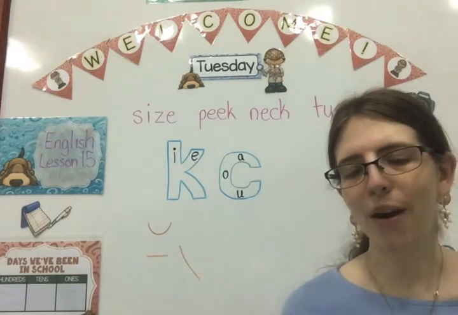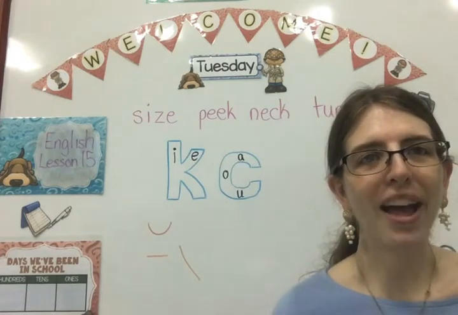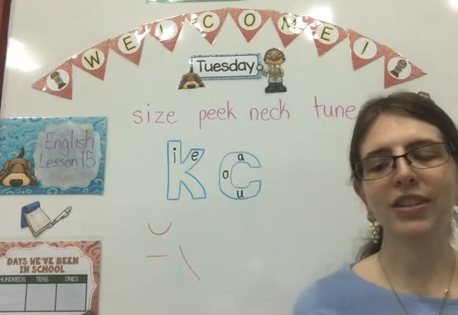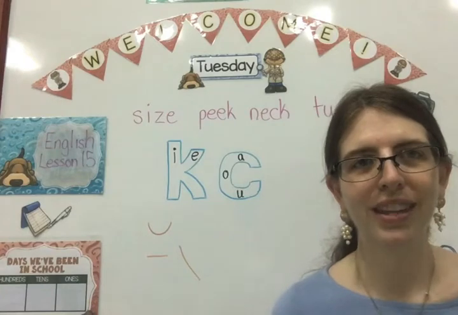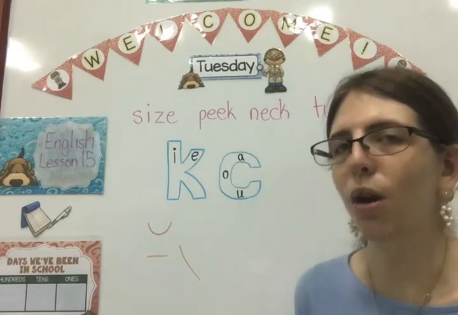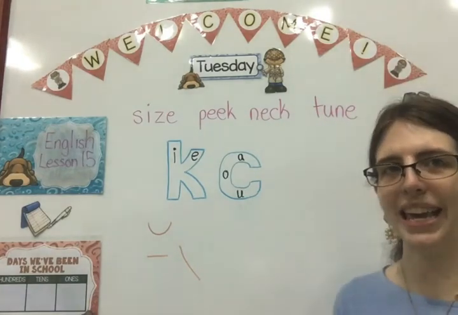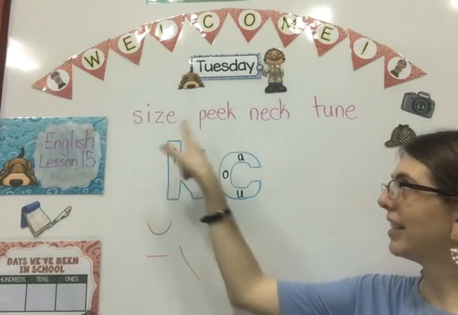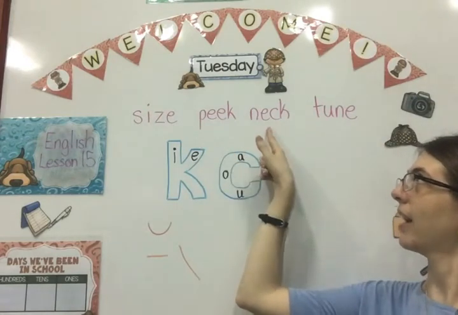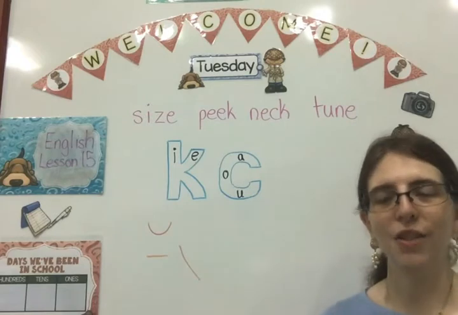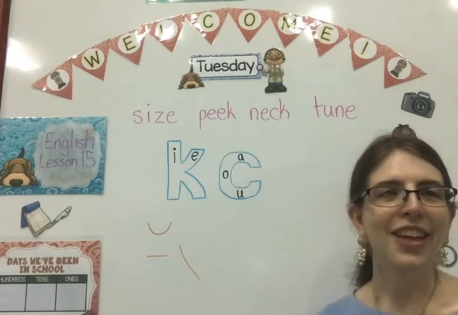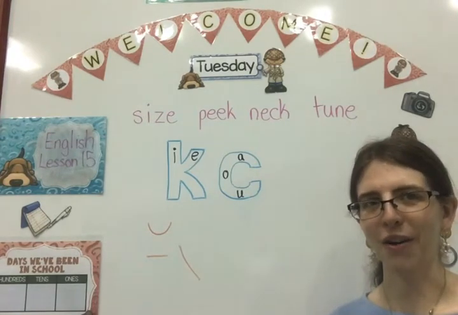Okay, flip your paper over. Look at number 1. It says circle the special sounds, mark the vowels. So we have the first 4 words up here on the board in pink. Size, peak, neck, tune. We're going to do the first 4 words together, and then you're going to do the rest of the box on your own.